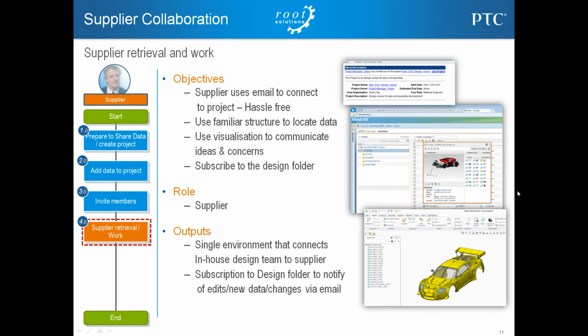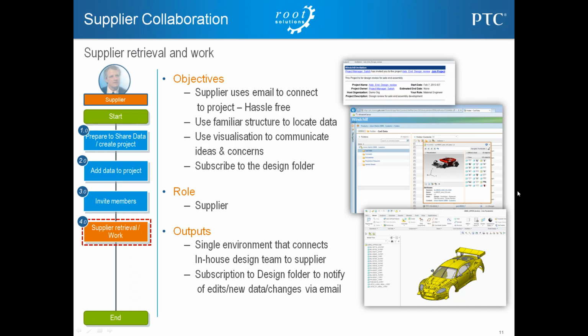In this fourth step, I'm going to change the role. We invited Kaylee Fry to the project, so I'm going to assume the role of Kaylee Fry, who is our external design team or supplier. And the main objectives here are, first of all, to have a look at our inbox, have a look at our email, and see that we have been invited to a project. This email should contain all the relevant information that I require to join this project, which is hassle-free.